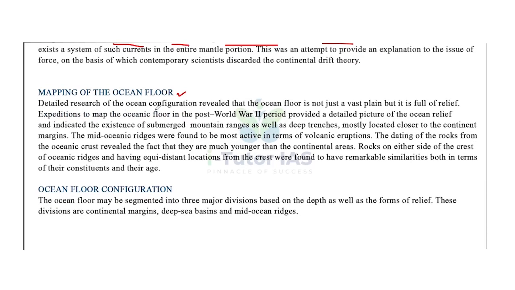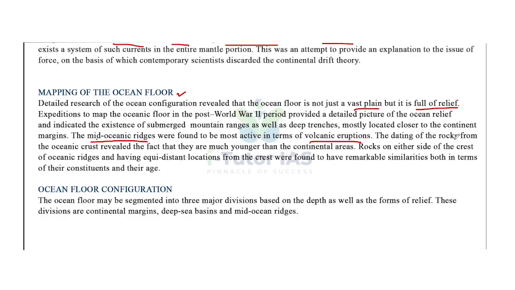Detailed research of the ocean configuration revealed that the ocean floor is not just a vast plain, but it is full of relief. Expeditions to map the oceanic floor in the post-World War II period provided a detailed picture of the ocean relief and indicated the existence of submerged mountain ranges as well as deep trenches, mostly located closer to the continent margins. The mid-oceanic ridges, or MOR, were found to be most active in terms of volcanic eruptions.